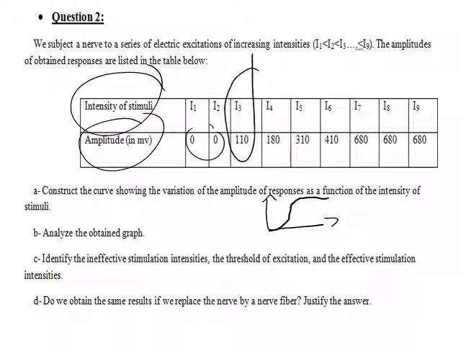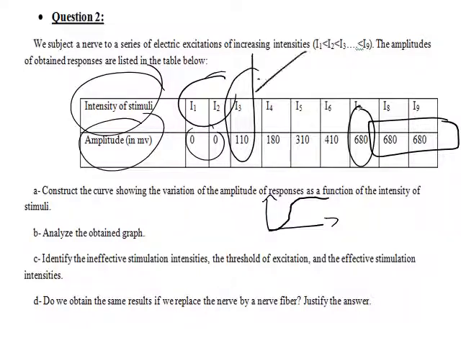As the intensity increases from I3 to reach I7, the amplitude increased, reaching 680 millivolts at I7, and it stays constant at I8 and I9. Ineffective stimulations are I1 and I2. Effective stimulations are all of them: I4, 5, 6, 7, 8, and 9. The threshold of excitation, sure, is where the first action potential was recorded, so it's I3.